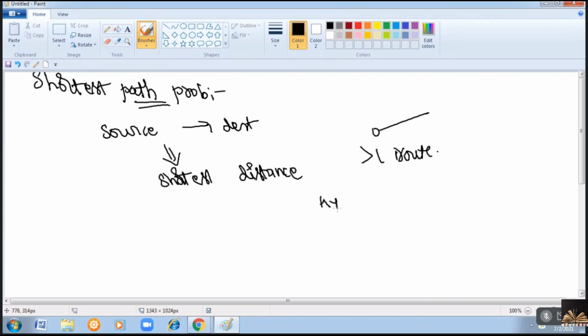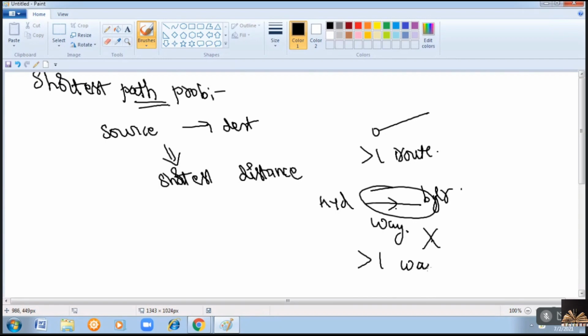Let us suppose the source is Hyderabad and the destination is Bangalore. To reach from Hyderabad to Bangalore, do we have only one way? No. You may have more than one way to reach from one place to another place. But which will you choose? We will choose the path which results in less distance or less cost or less time. So you will always choose the shortest path.